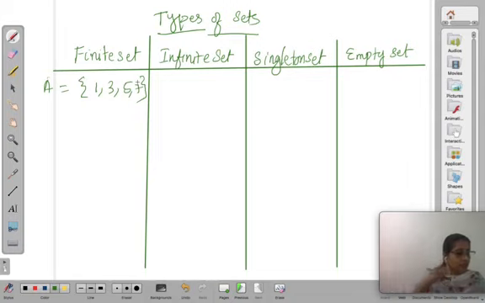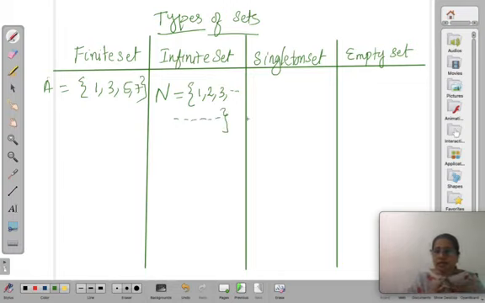Then tell me an example for infinite set. The set of natural numbers, we denote as N. So we can write set of natural numbers as 1, 2, 3, etc., and so on. That means it is not countable. We can't count the number of elements in that set. If we say 10 lakh and above, you can say another number, 11 lakh, after that 100 lakh, after that 1000 lakh. So it is not countable. So these types of sets are called infinite sets.